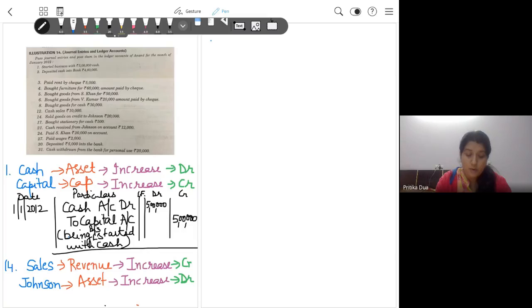So the entry is: bought furniture for 60,000, amount paid by check. Okay. Now furniture is an asset. Asset is increasing, Vyom. So when assets increase, they are debited. So furniture will not be credited. Even if you go by traditional classification, asset is a real account: debit what comes in. So furniture is coming into the business, so furniture will be debited. Okay, now bank account is reducing, assets when reduced are credited.